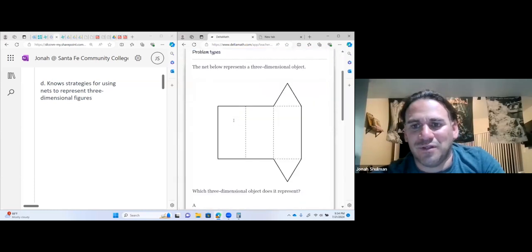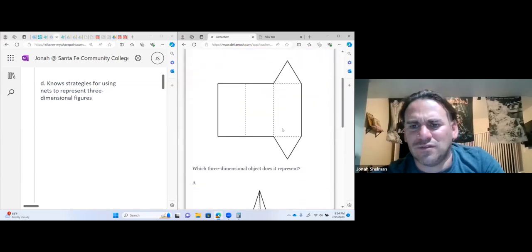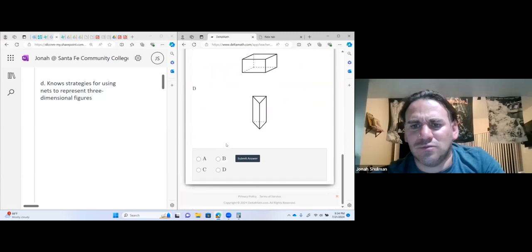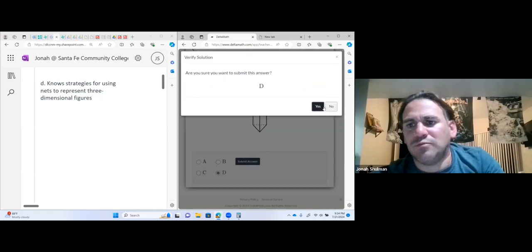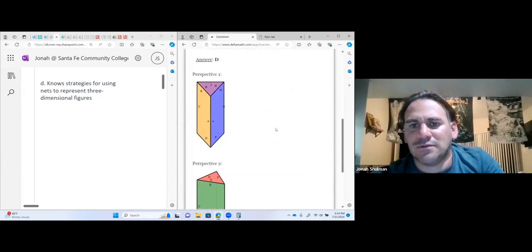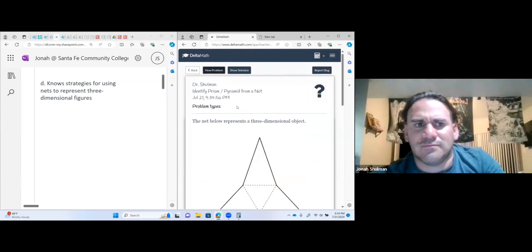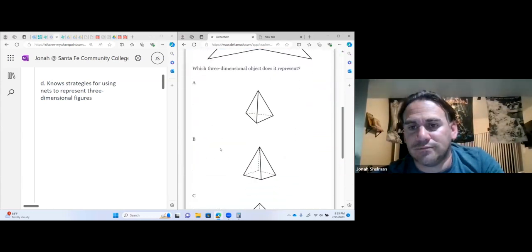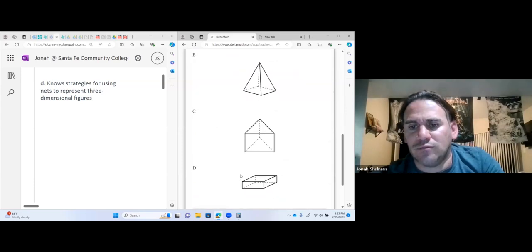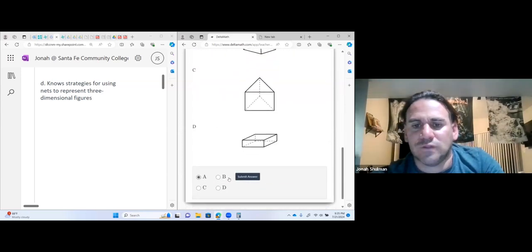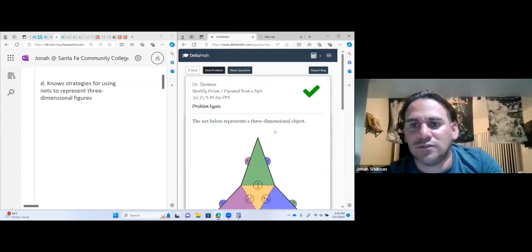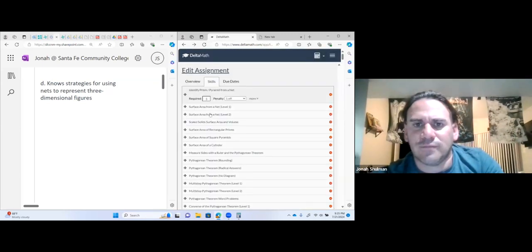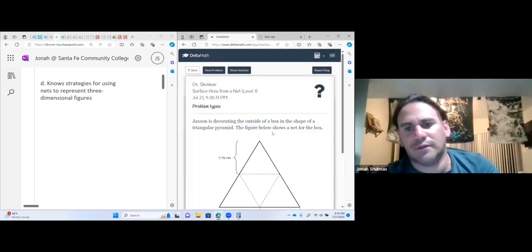All right, let's do a couple more of these. All right, if we fold this, this one's D. So really practice these. This is a triangular pyramid, square pyramid, prism. Yeah, it's A. So do a couple of them, get into it. Ta-da. Cool. All right, let's do surface area.